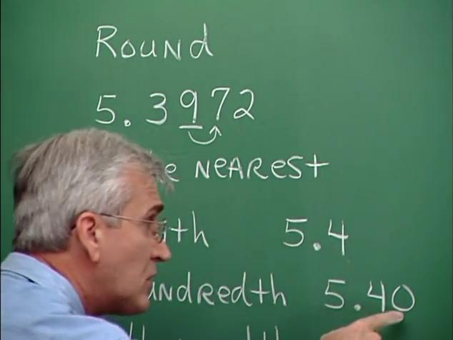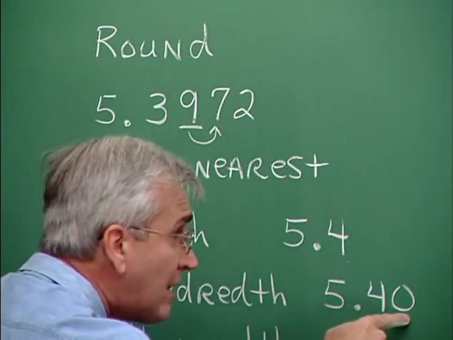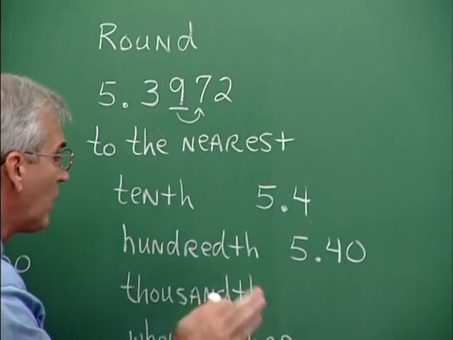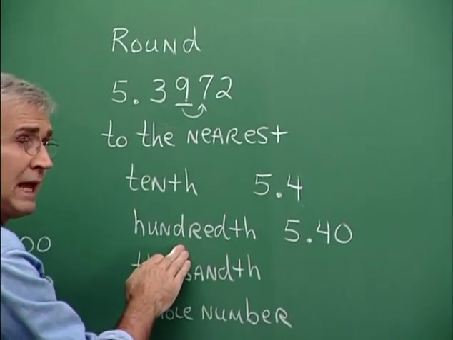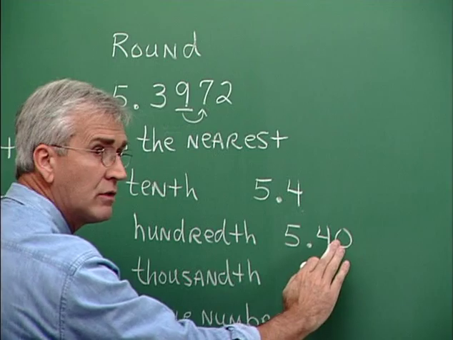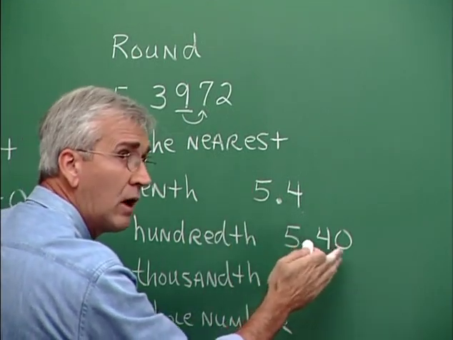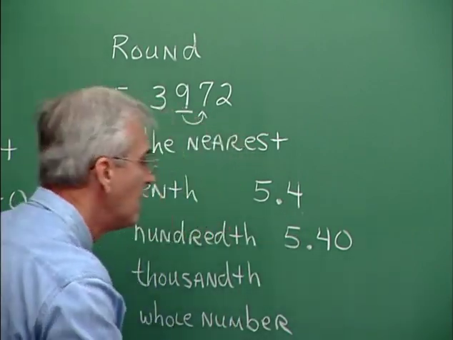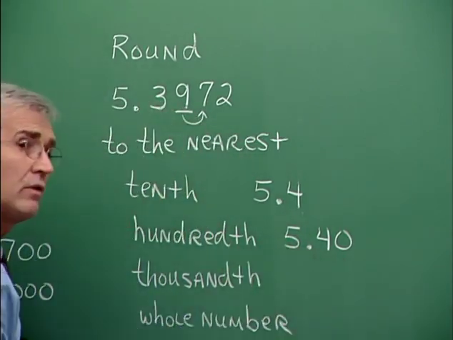Now, we keep the 0 here. We want to write the 0 because it implies a degree of accuracy when we're rounding to the nearest hundredth. And when this kind of situation occurs, we want to keep that 0 to identify the position to which we have rounded. So this is 5 and 40 hundredths.